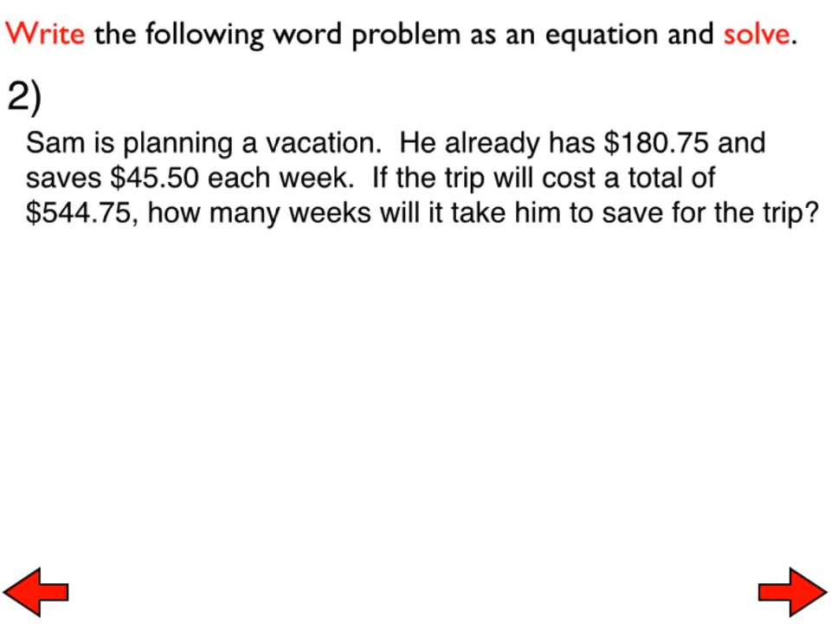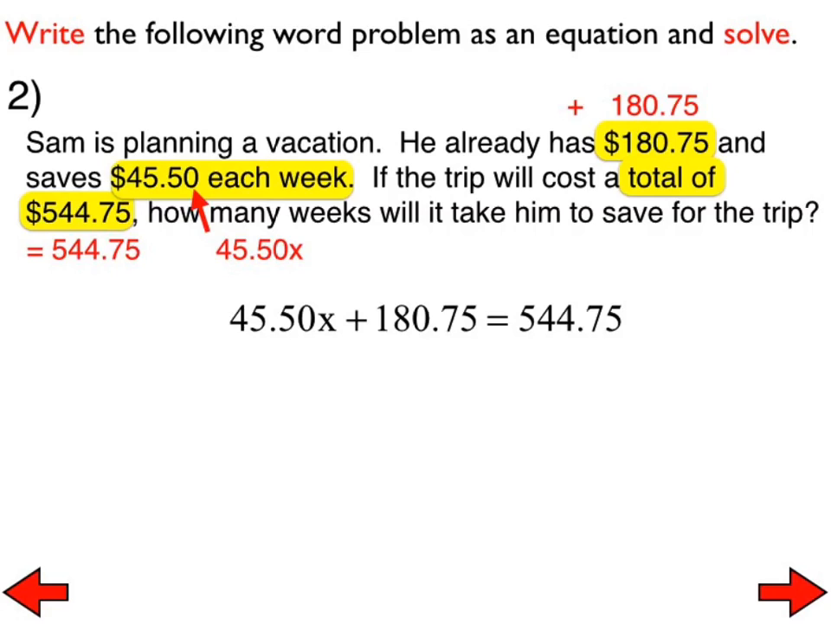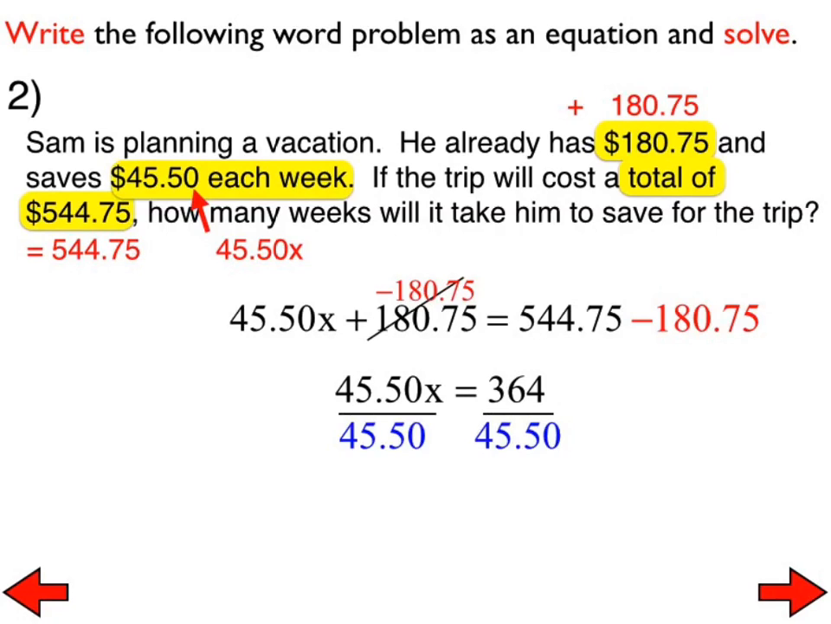All right, so number 2, the equation would look like this. And I think that part is obvious. 45.50, we don't really need the 0 there. 45.5x plus 180.75 equals 544.75. We subtract 180.75 from both sides. Now we have to divide both sides by 45.50.